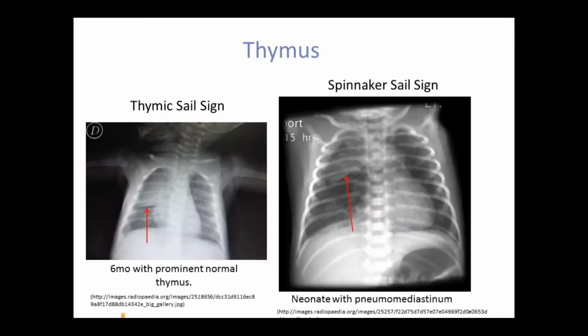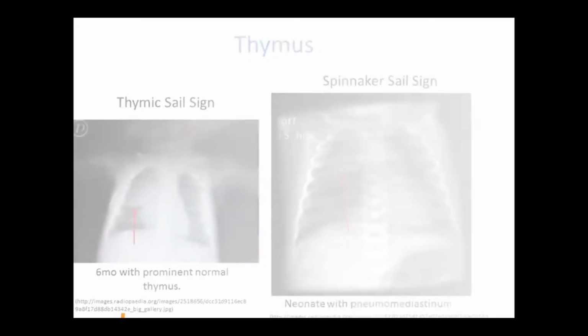In the spinnaker sail sign, the lobes of the thymus are laterally displaced from its position near the trachea.